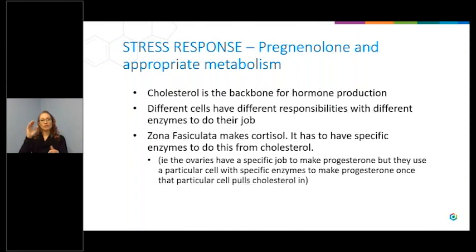And this has to have a specific enzyme to do this from cortisol, right? For example, too, the ovaries have a specific job to make progesterone, but they have a particular cell with specific enzymes to help make that progesterone once that specific cell pulls the cholesterol into it. So do you have a pool of cholesterol? Absolutely. Does that mean that cholesterol influences your ability to make hormones? Absolutely. But it's not based on pregnenolone, and it's not based on a pregnenolone steal.